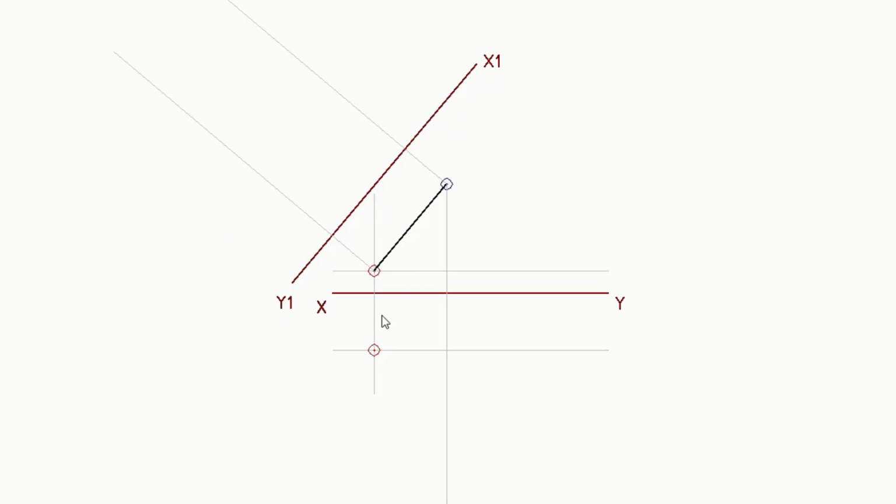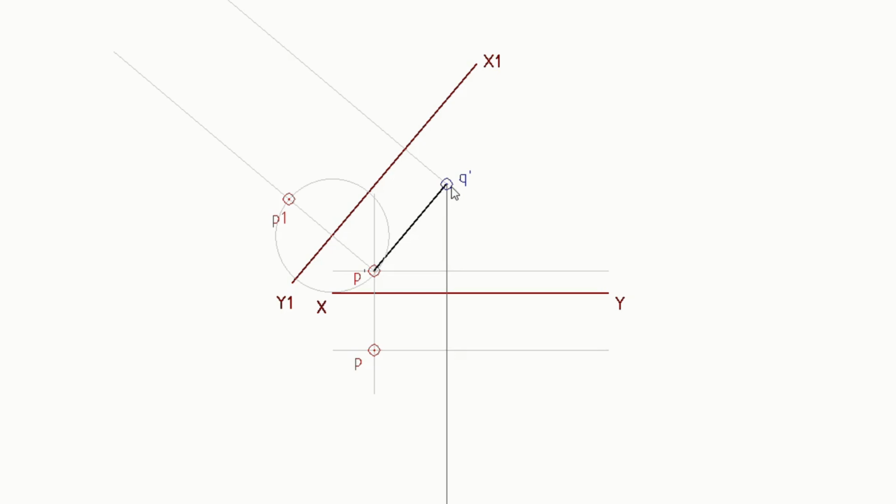Now, to locate P1 and Q1, which is essentially the top view here, we have to measure the distance from XY to point P, and the same distance will be from x1 y1 to point P1. This is the projection associated with point P dash, and this is the distance associated with point P in the top view. So let's measure this distance. This point is P1, at exactly the same distance from x1 y1 as point P is from XY. Now this is point P1 we got.